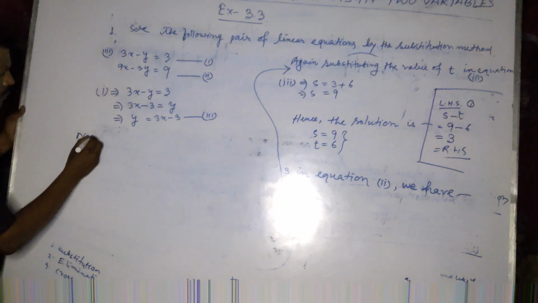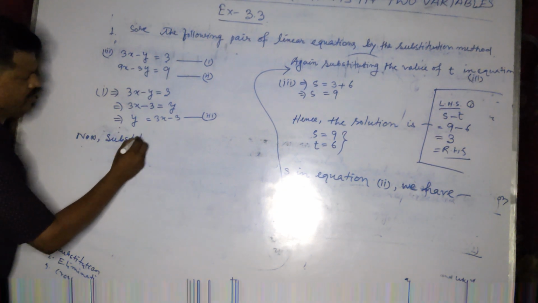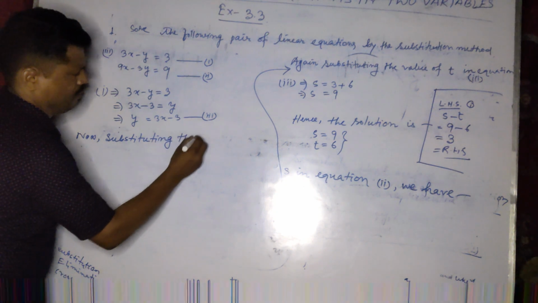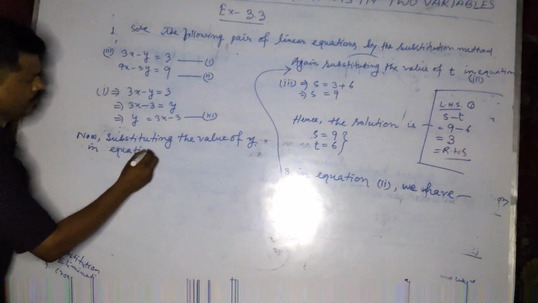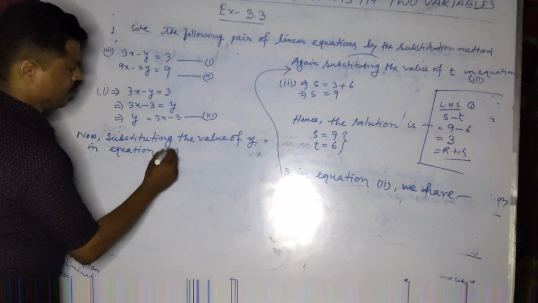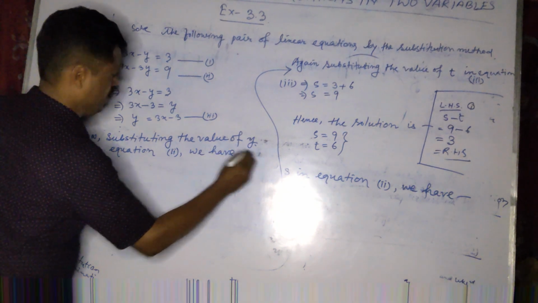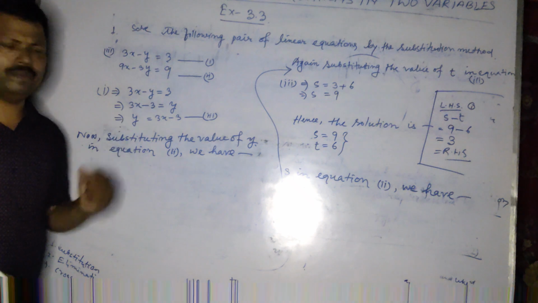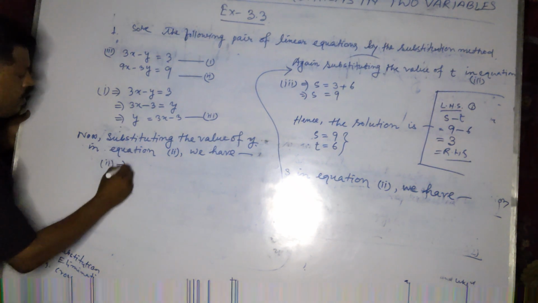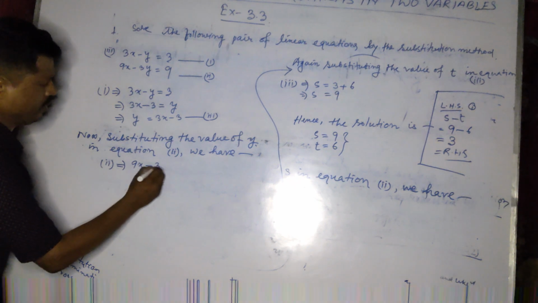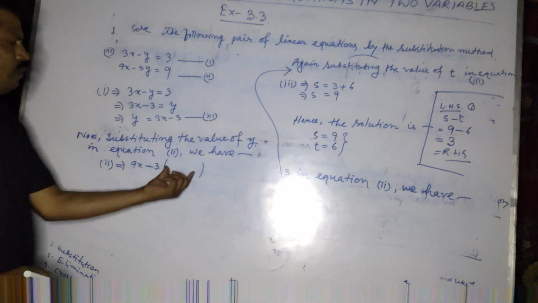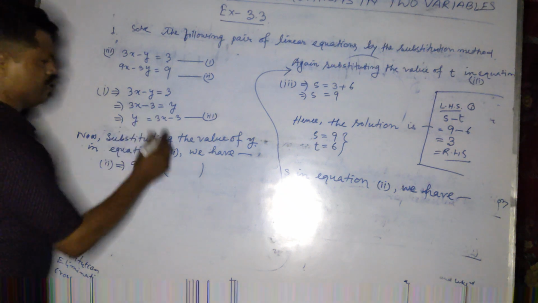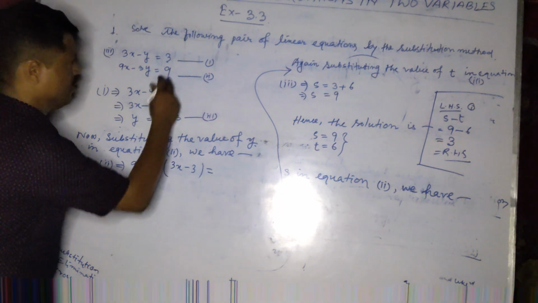Now substituting the value of y in equation 2, we have 9x minus 3, and the y value is 3x minus 3. Within brackets we keep the value of y, so 3x minus 3 is equal to 9.